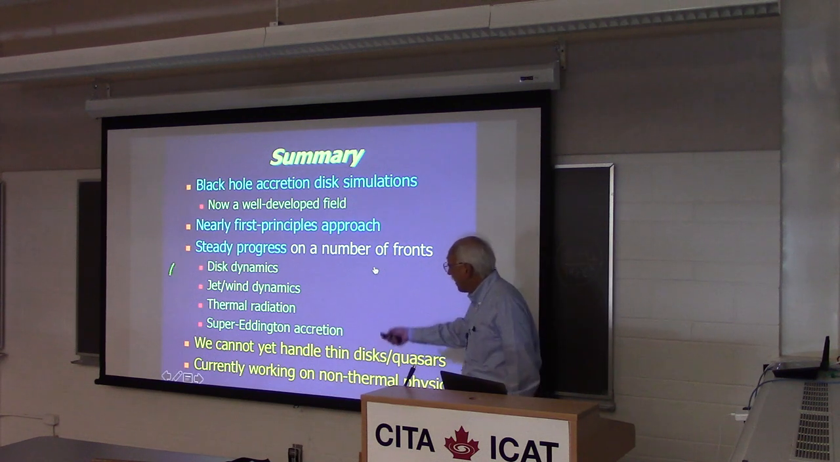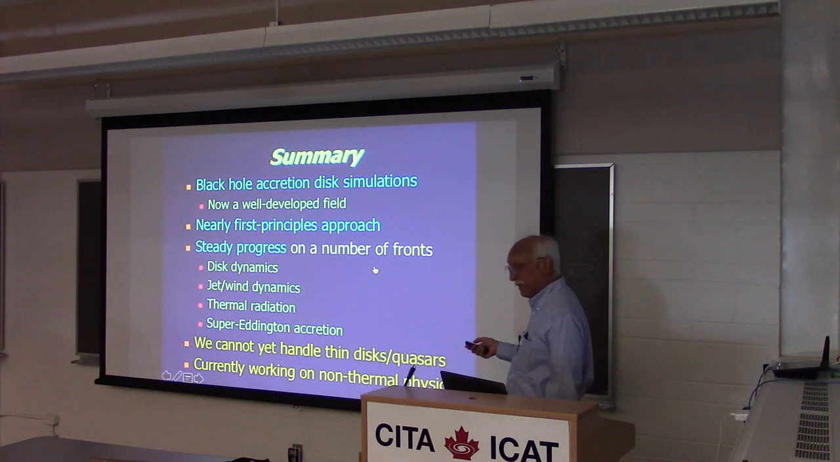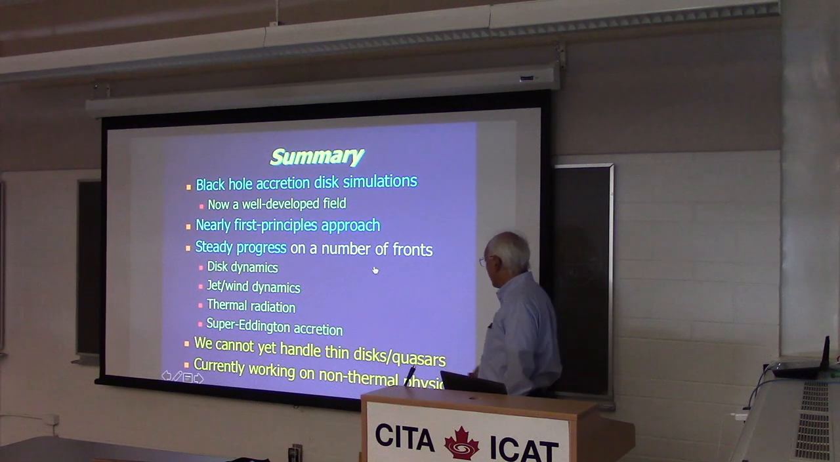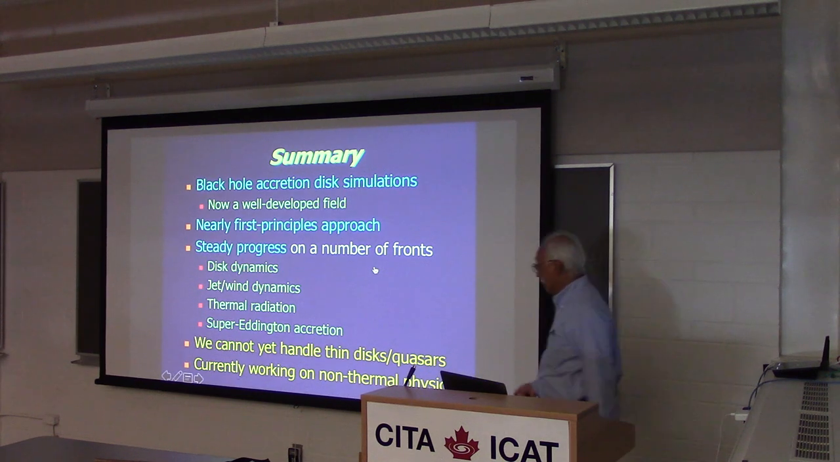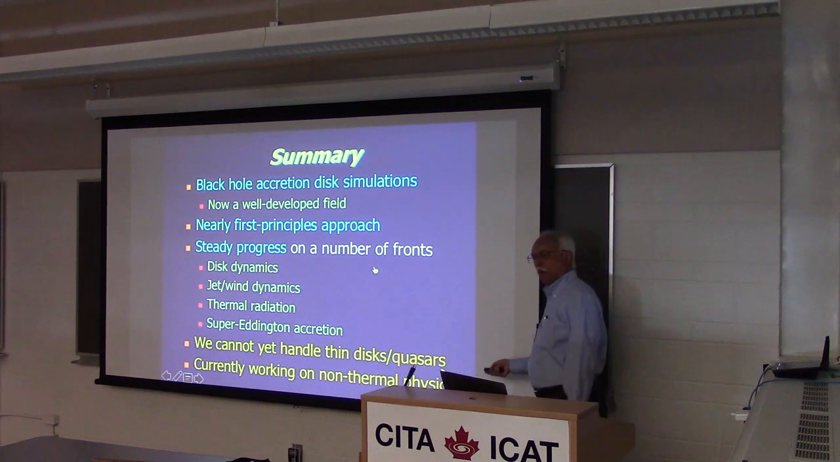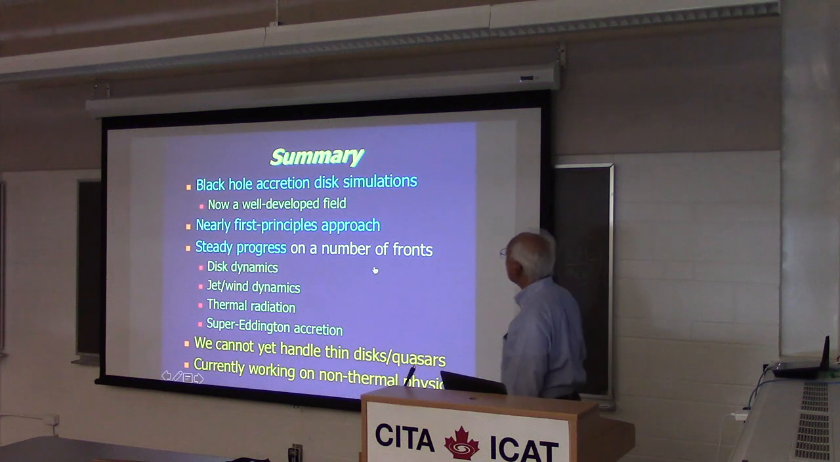We are understanding some parts of the problem. The dynamics is getting under control. We think we are getting some idea of jets. We can do thermal radiation. We can do super-Eddington accretion. We cannot do non-thermal physics. That's bad because a lot of our observations are non-thermal. We really cannot do quasars, and I wish we could, but we are not yet ready to tackle quasars.